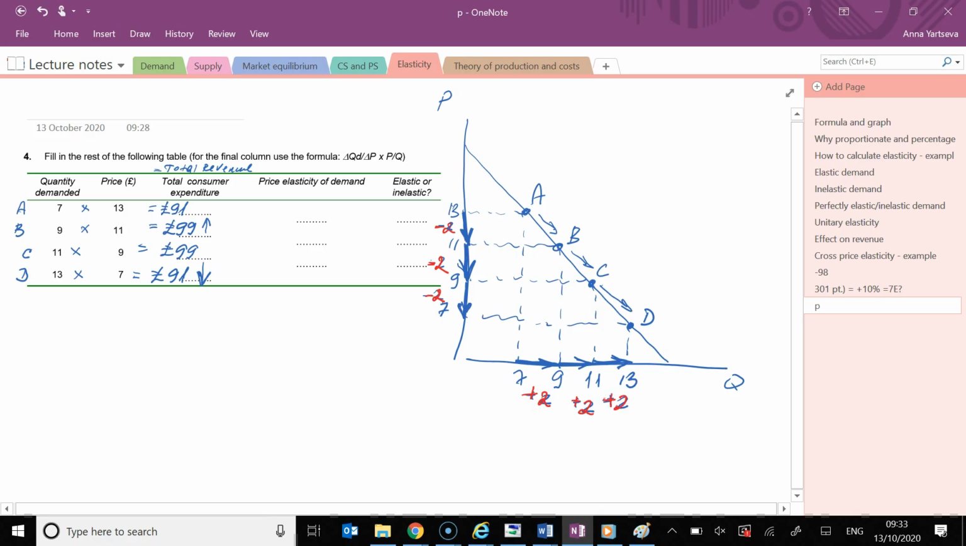However, strangely enough, our total revenue initially increased. Between point A and point B, total revenue increased. Then between point B and C, it remained unchanged. And then it actually dropped between point C and D. When we continued moving along the same demand curve, total revenue dropped. How can this be the case? This is because total revenue is related to elasticity. It is elasticity which determines how our total revenue will respond to changes in price.